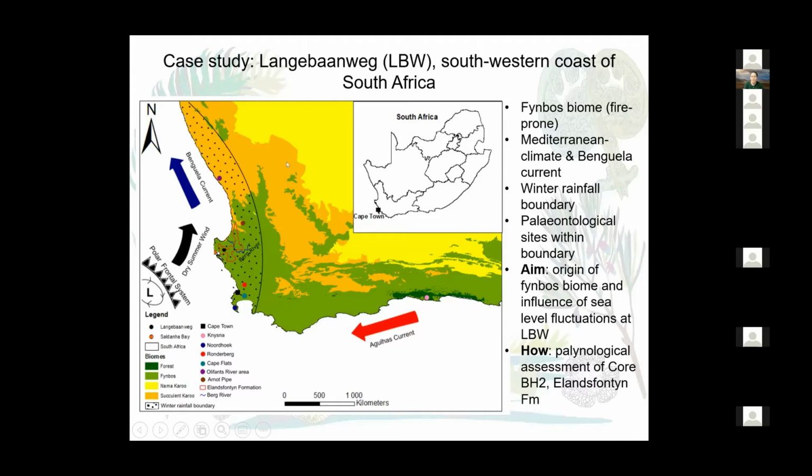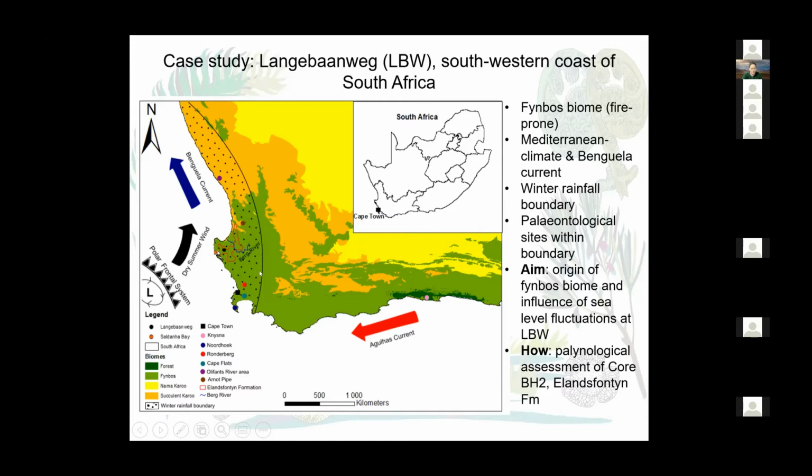The Cape Flora region along the southwestern coast of South Africa is characterized by highly diverse and endemic vegetation. This vegetation is dominated by fire-prone shrubland of the fynbos biome, shown in green on the map. The fynbos vegetation is associated with a Mediterranean-type climate with winter rain, with wet winters and dry summers. And this Mediterranean climate affects the vegetation along the southwestern coast, along with the cold Benguela Current. And the influence of these factors can be seen within the winter rainfall boundary.